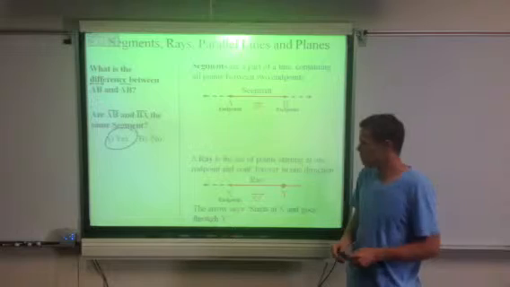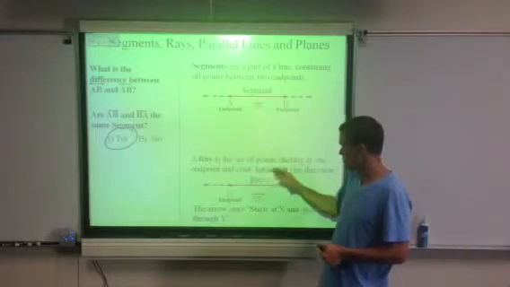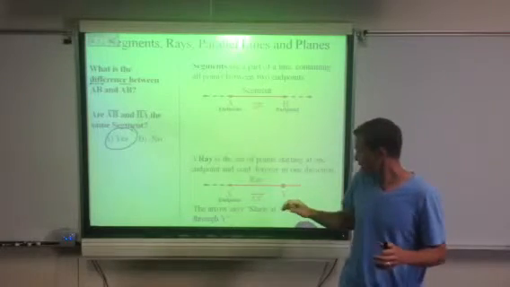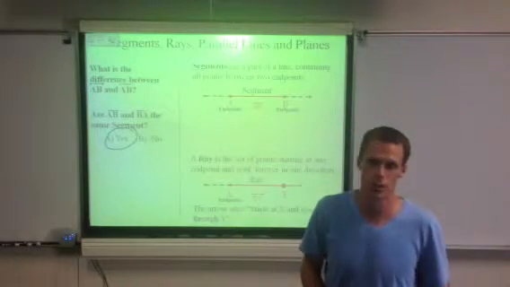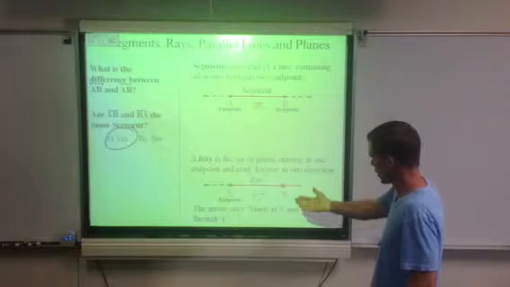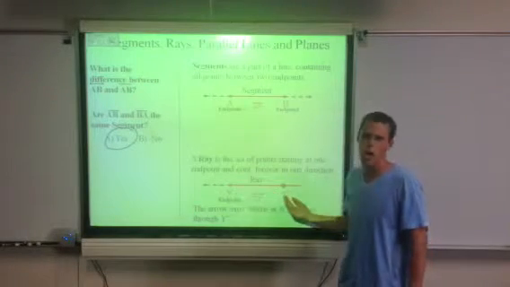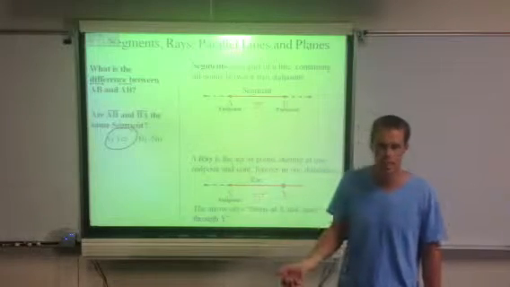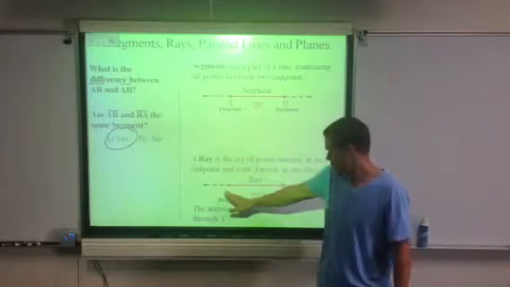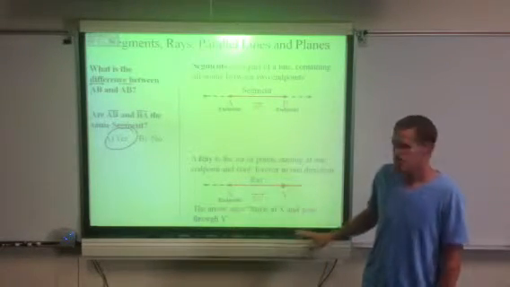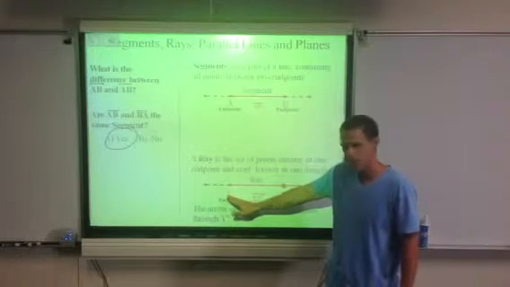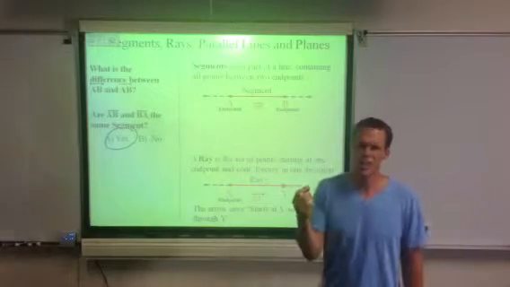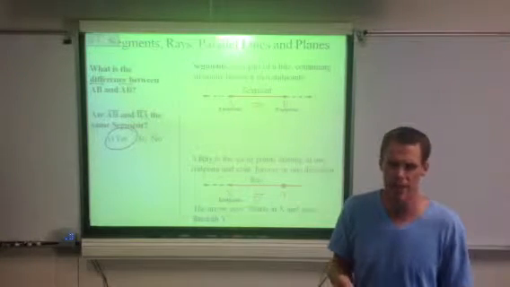Let's go to rays. Now, a ray is a set of points starting at one endpoint and continuing forever in one direction. Well, here's ray XY, the red part. Again, the dotted black part creates line XY. When I say ray XY, this will start at X and it goes through Y. We always start at the first letter and go through the second.